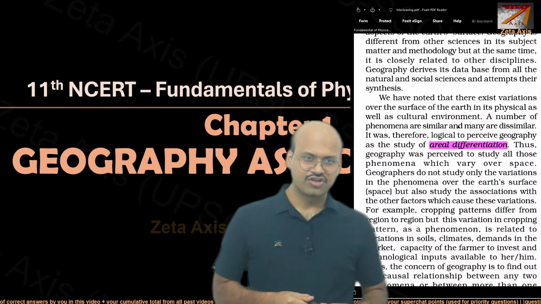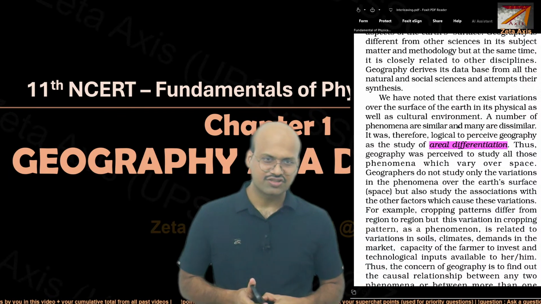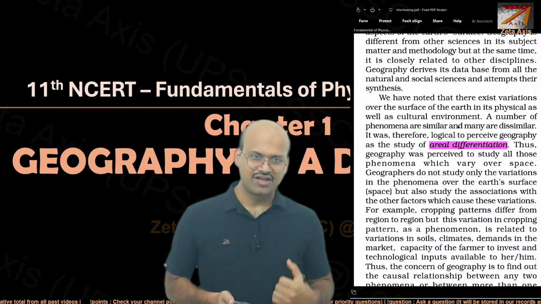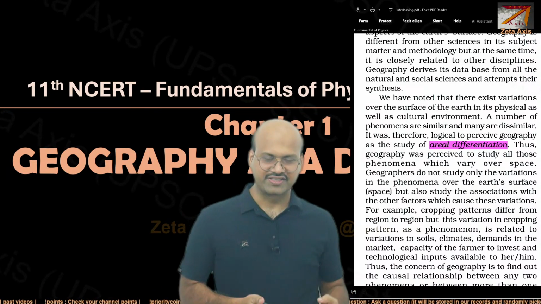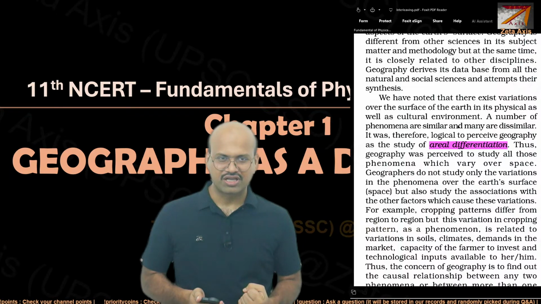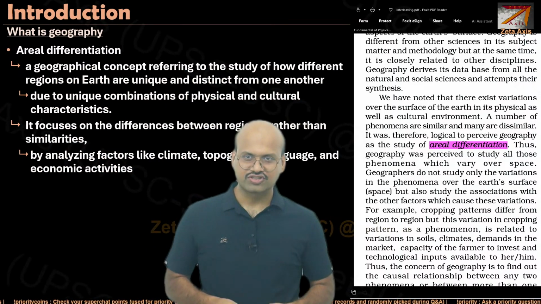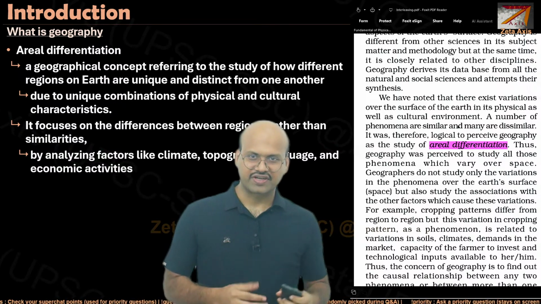The geographers do not only study the variations in the phenomena over the Earth's surface, but also study the association with the other factors which cause these variations. So this particular thing can be considered as a cause and effect relationship. So the geographers also study the cause and effect relationship.